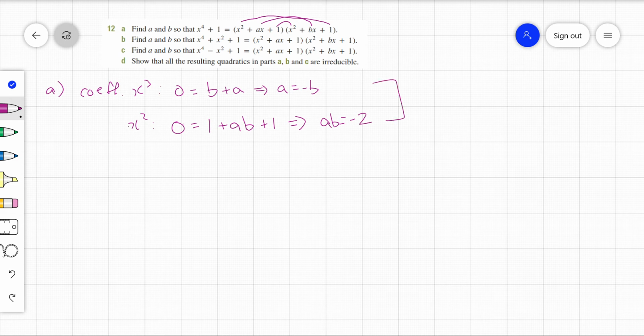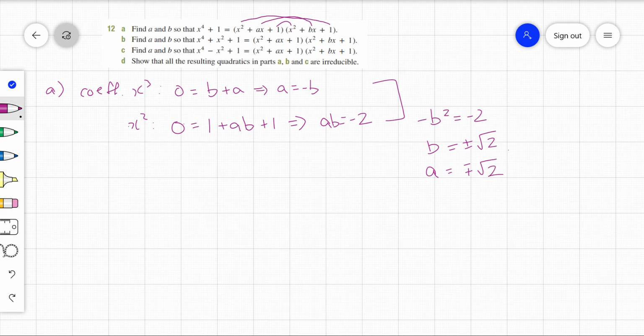Now, if you put those together simultaneously, subbing a equals negative b into the second one, I would get negative b times b, so negative b squared equals negative 2, so b equals plus or minus root 2. And because a has to equal negative b, at the same time a would equal negative positive root 2.